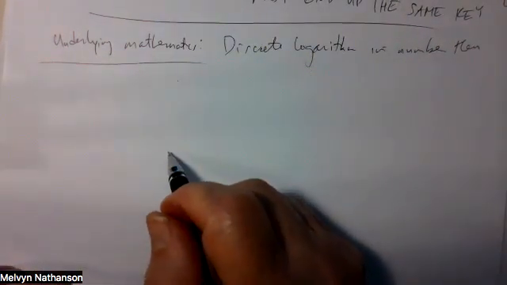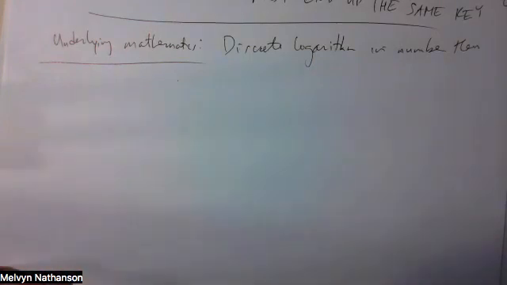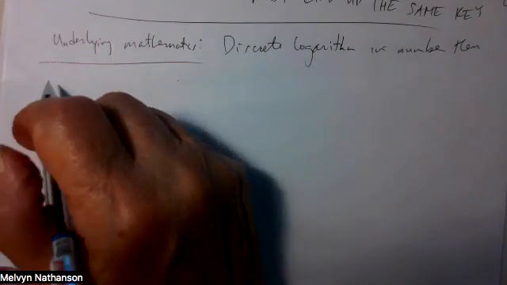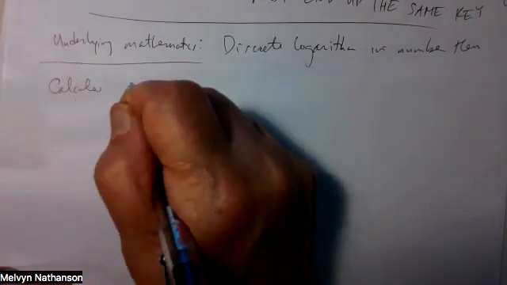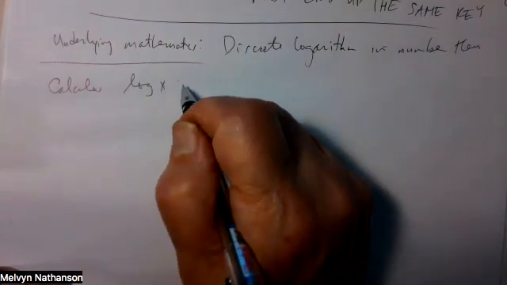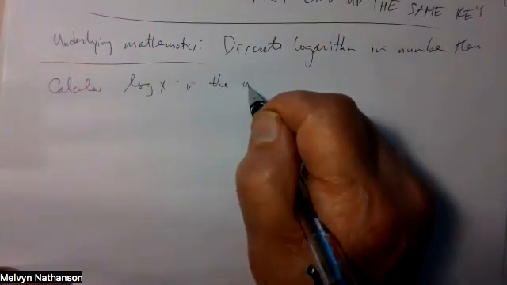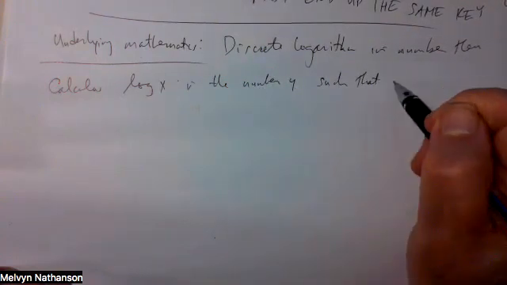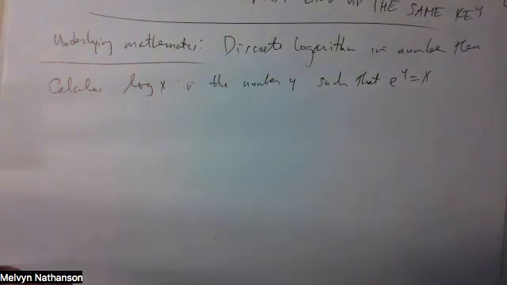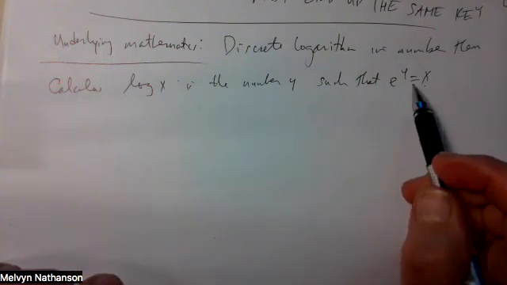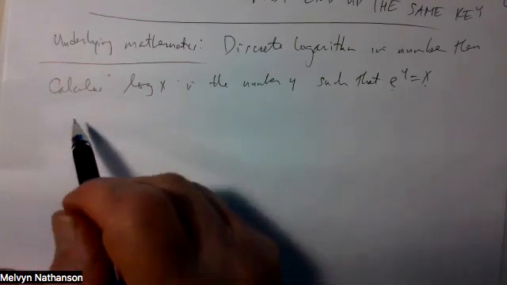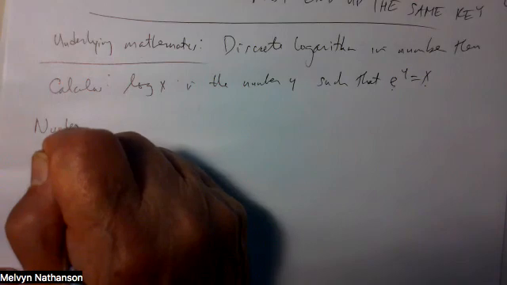So let's just recall what a logarithm is. If we want to know, like in calculus, the log of a number x is the number y such that e to the y equals x. Right? So given a number x, you want to know what power of e is equal to x. That's in calculus. Let's go to number theory.